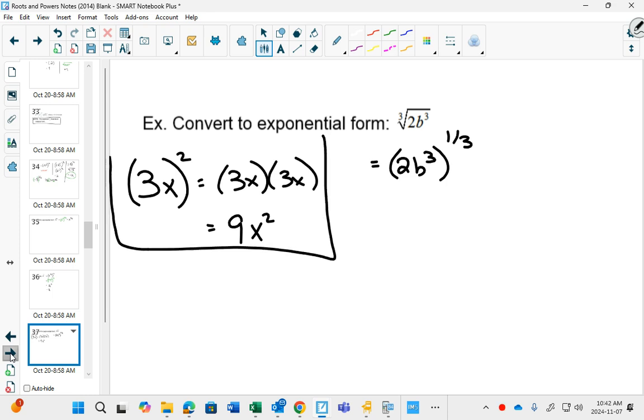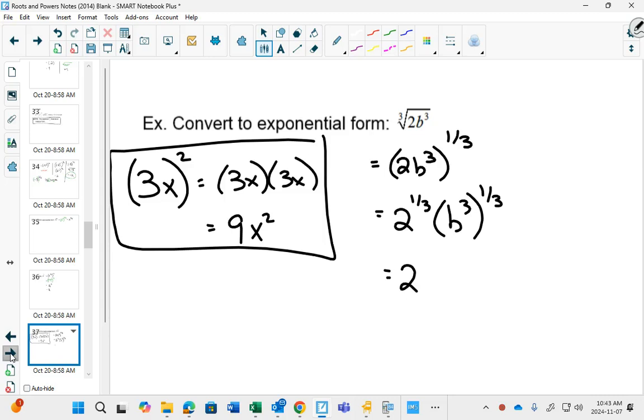So if you can think back to what happens when I take my regular rules and I have more than one thing inside, this means the 2 is going to have the 1/3 and the b cubed is going to have the 1/3. Right? Because here, both the 3 got squared and the x got squared when it was nice numbers. So here, both the 2 is going to get 1/3 and the b cubed is going to get 1/3. Which ends up giving me 2 to the 1/3 b.